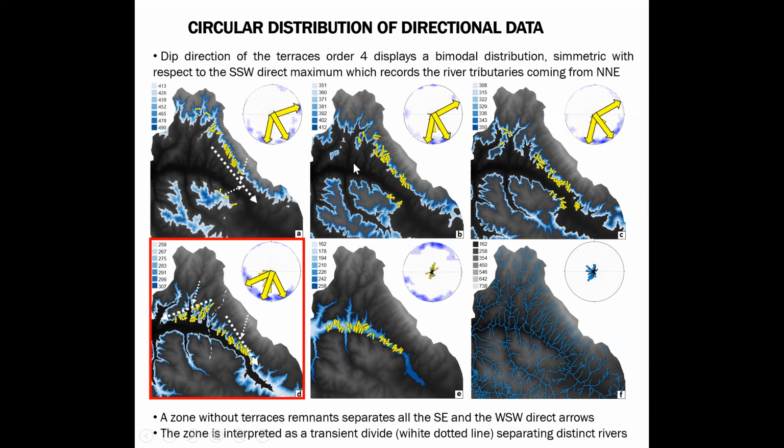Dip direction of the order 4 still shows evidence for a southeast-directed ancient river and southwest-directed tributaries, while terraces dipping toward the west and southwest are interpreted as related to a new west-southwest draining river. So the two rivers are separated by an area without terraces, which is interpreted as a transient divide between two divergent rivers.